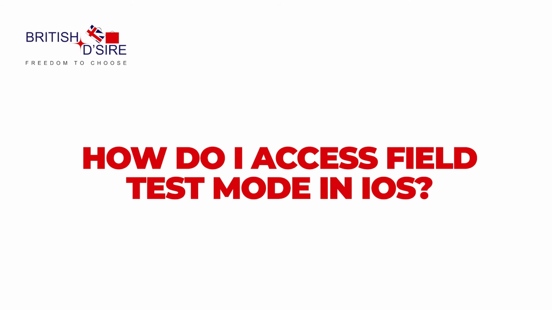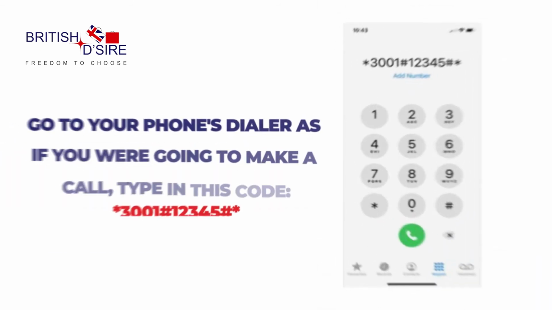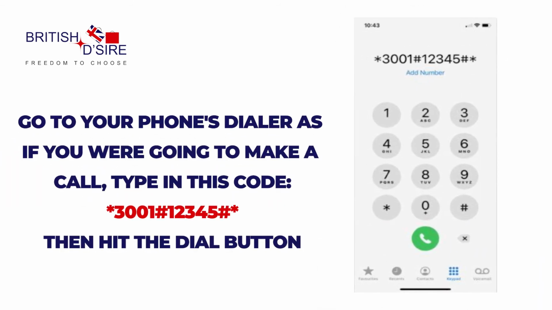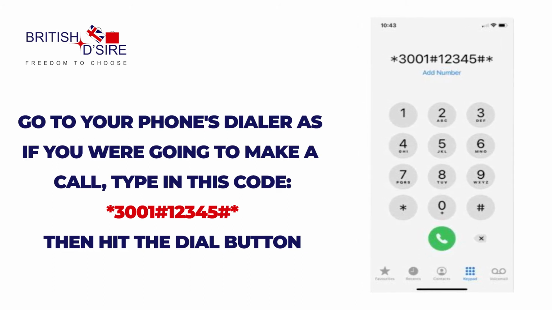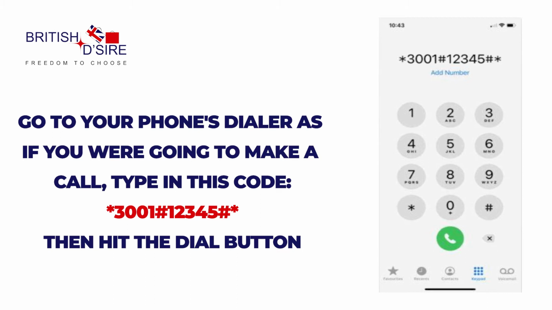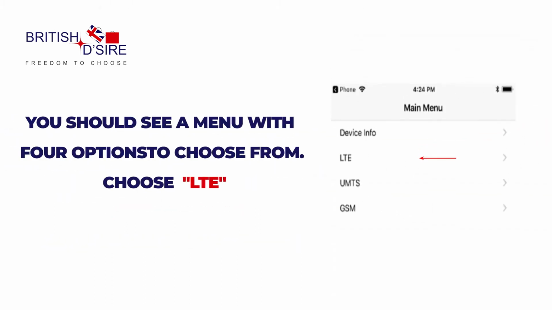How do I access field test mode in iOS? Go to your phone's dialer as if you were going to make a call, type in this code, *3001#12345#*, then hit the dial button. You should see a menu with 4 options to choose from.